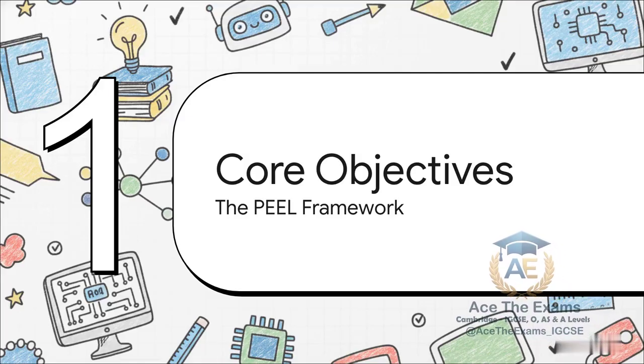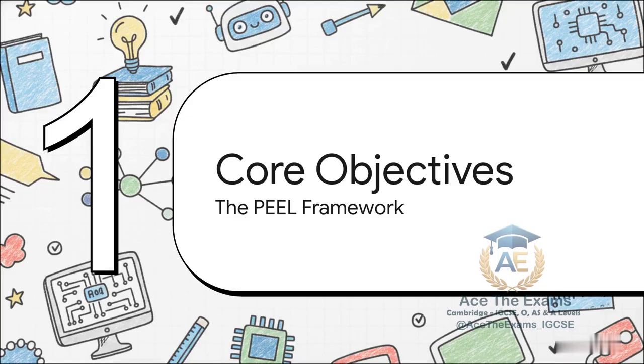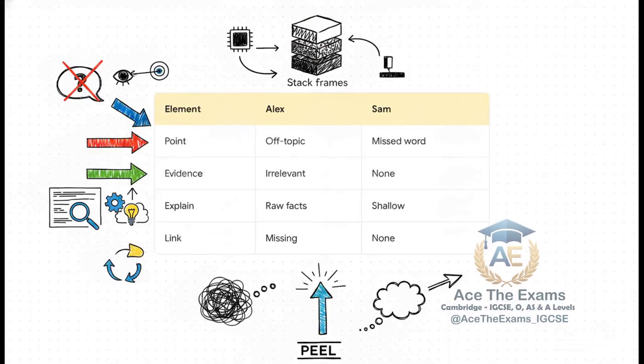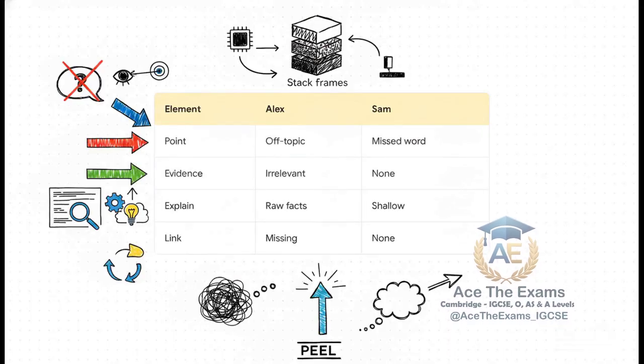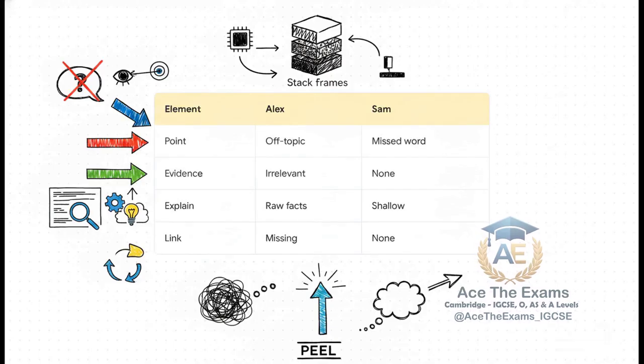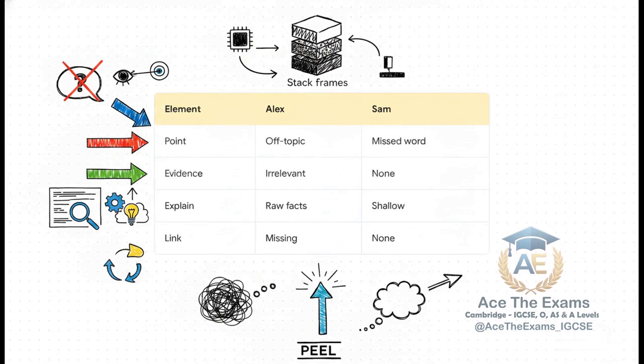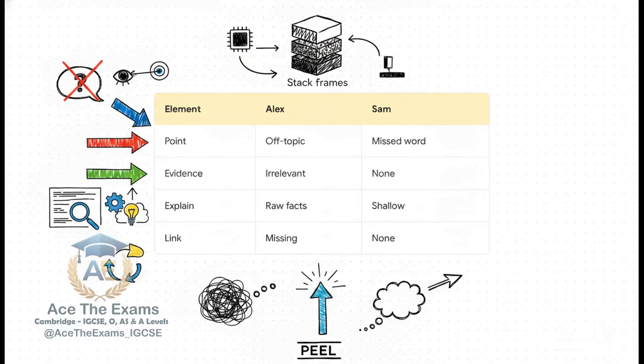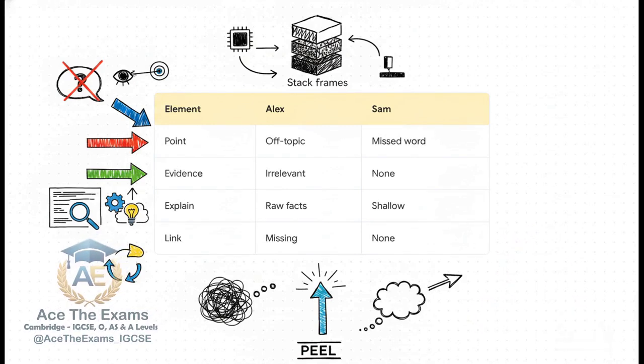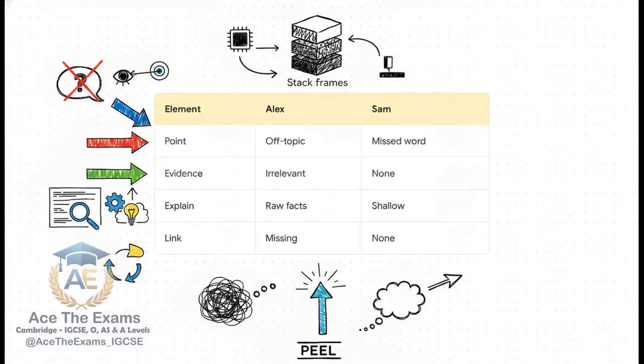Now, let's look at the framework that top-tier students use to secure maximum marks. This table brilliantly illustrates how using the Peel framework, which stands for Point, Evidence, Explanation, and Link, directly counters Alex's raw fact-dumping and Sam's rushed, unanalyzed responses. Let's really break this down. Your point directly addresses the command word. Boom. Right out of the gate.